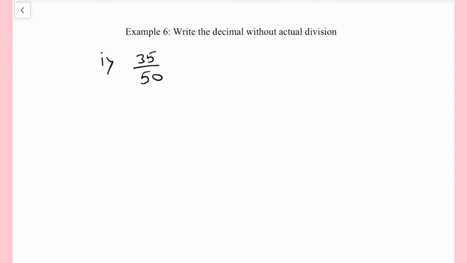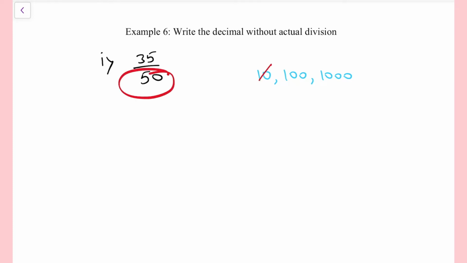35 by 50 is there. As I said, in the denominator, we need numbers like 10 or 100 or 1000 or 10,000 or 1 lakh, these kinds of numbers. Now observe the denominator here. Here the denominator is 50.